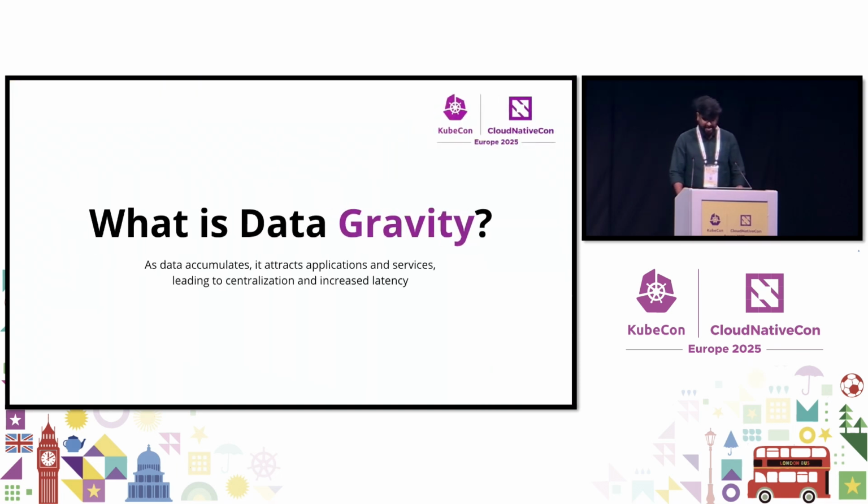So, what is data gravity? Data gravity refers to the occupancy where data accumulates. It enhances the pull of more applications and services, resulting in containerization. This can lead to increased latency and challenges in data mobility, making it crucial to address the distribution of systems that we have in Kubernetes.